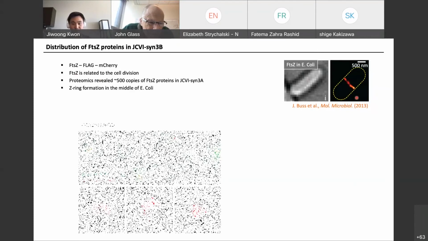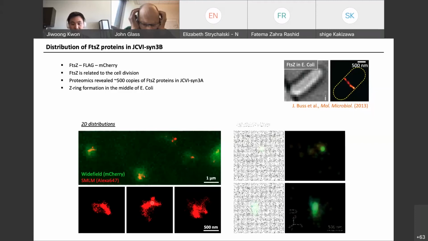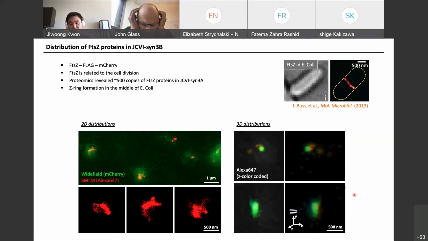From the 2D single molecule localization images, we could observe some partial ring-like structures, but not fully complete ring structures. In JCVI-syn3B cells, the target FTSC proteins are expressed from an extra copy of the gene with a weaker promoter. So this may limit our observations of the Z-ring structure.